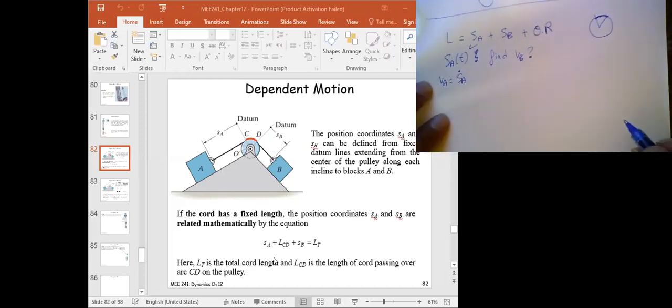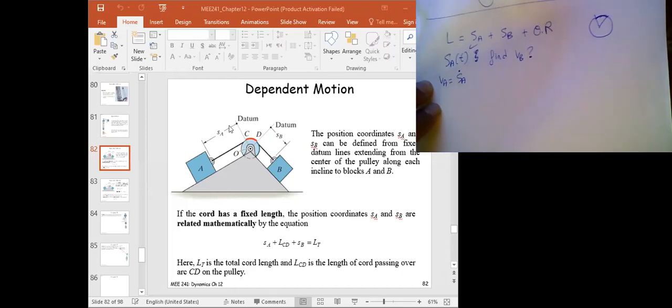Right? And if VA is positive, it means what? It means that block A is what? Is it approaching C, or is it going away from C? Going away. Exactly, it's going away.